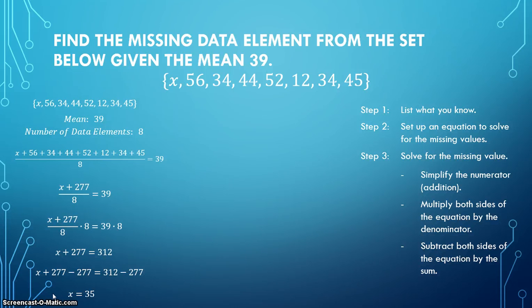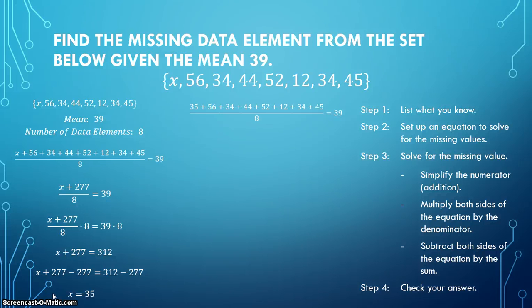Alright, so now, since we have the solution for x, we want to make sure it's correct. And so we're going to check our answer. The easiest thing to do to check our answer is plug that 35 into our set of data and see if our mean actually is 39. So we're going to plug that 35 into the set of data. So notice I replaced the x with 35 in our equation.